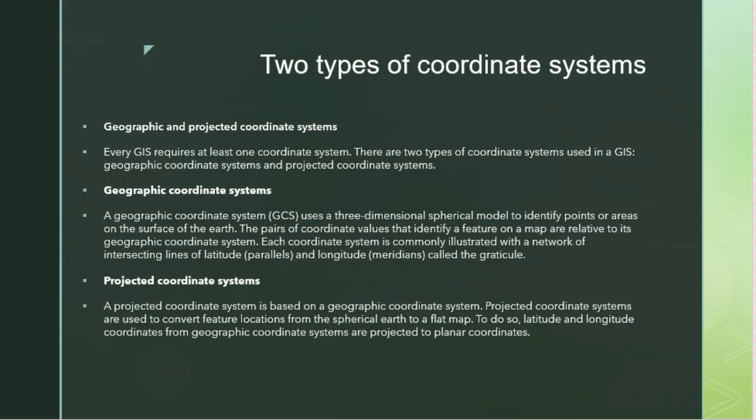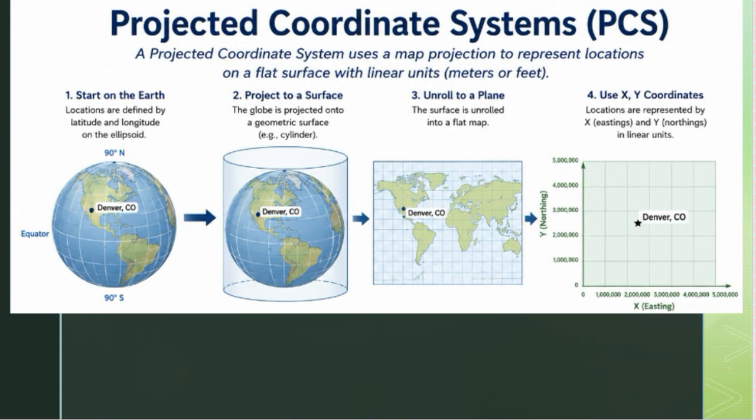So if you were in class with me and you had that orange, the orange peel still on the orange would be your GCS. When you collect the data, you use a GCS and you plot it on the orange peel. And then as you peel the orange and you flatten it, that becomes the projection. So that's the PCS. So projected coordinate systems are used to convert feature locations from the spherical Earth to a flat map. And PCS turns latitude and longitudes from GCS into a flat 2D coordinate system.